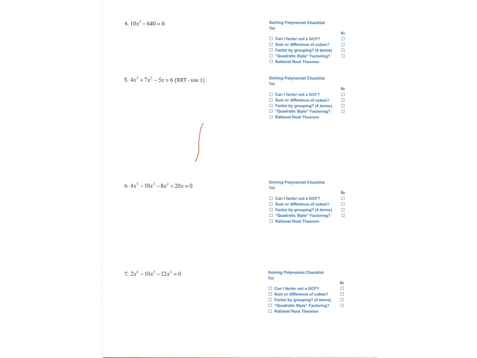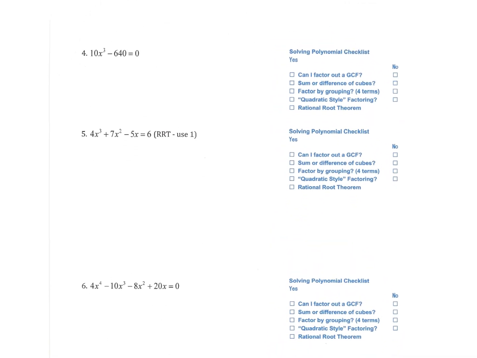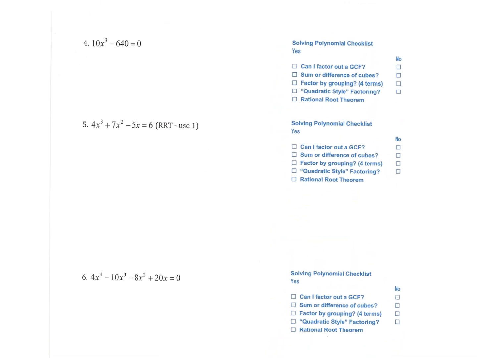My problem at the top is the difference of 2 cubes. It doesn't look like that right away because I do have a GCF. I do, and it's a 10. So let's factor that out, you guys. When I factor out the 10, I get x cubed minus 64 equal to 0. So is it the sum or difference of 2 cubes?